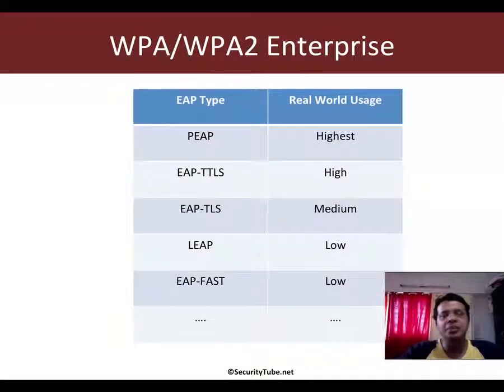So as we've seen in previous videos, when we use WPA2 Enterprise, there could be multiple EAP types which we can use for authentication. Some of the more popular ones include PEAP, EAP-TTLS, EAP-TLS, and then you also have LEAP and EAP-FAST, which are proprietary solutions. If you look at real world usage, PEAP definitely tops it all. And the simple reason is Windows, which is probably the most used operating system in the world, has native PEAP integration shipped with every single copy of the operating system.